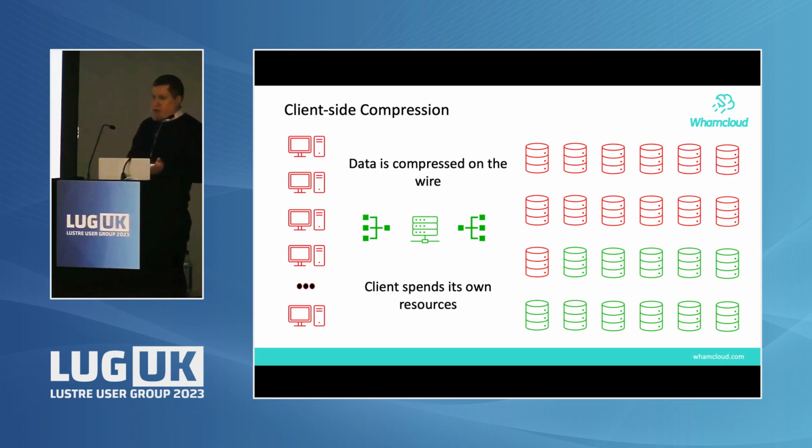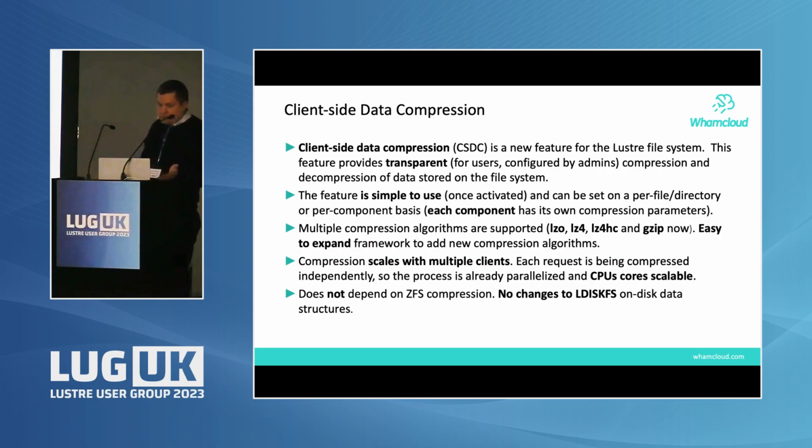But the best solution is to allow a client to compress its data itself. In this case, the clients compress data and send it to the network already compressed. So the throughput becomes even bigger, and finally the server does not spend its CPUs. And finally, we have data compressed and can store more data. So finally, this project happened.